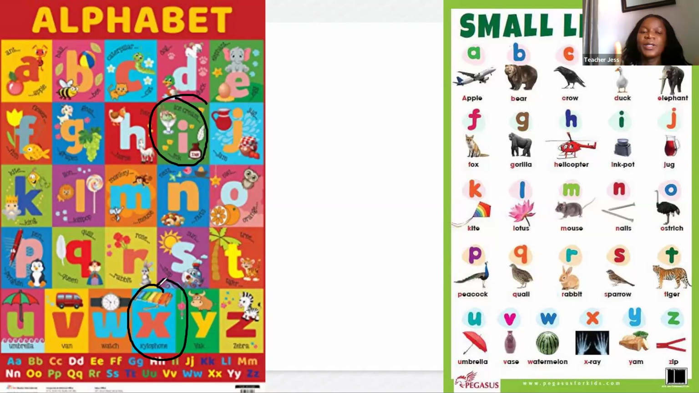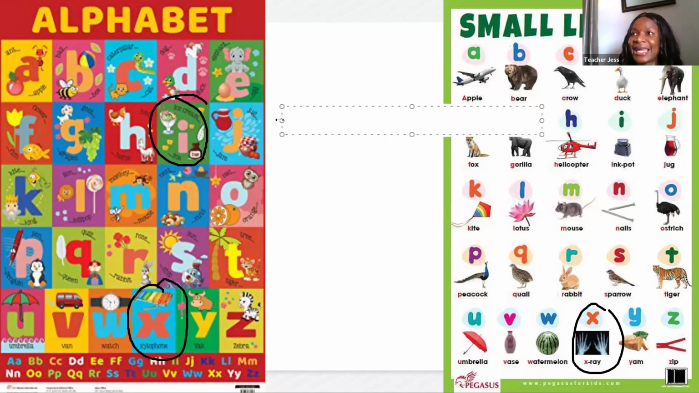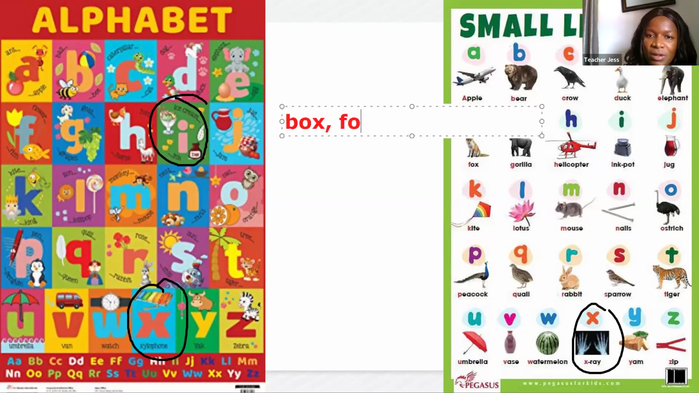Now, permit me to dwell on this. I'll probably make another post on this, but X and xylophone, no, no, no. I have another one here, X and X-ray. I would prefer that when you're teaching the sound of letter X, you choose pictures like box, fox. Because the sound of letter X is X.